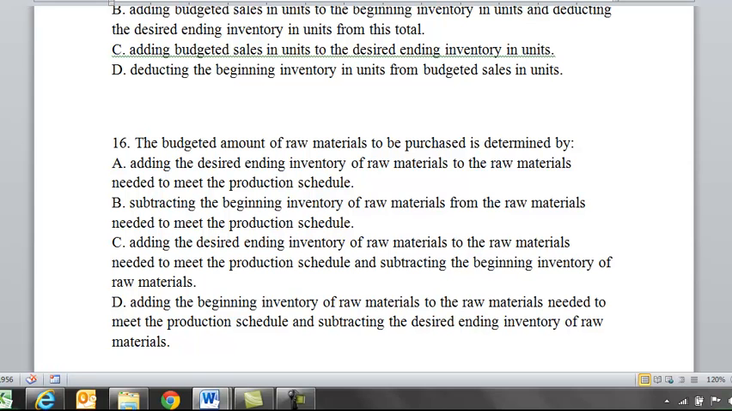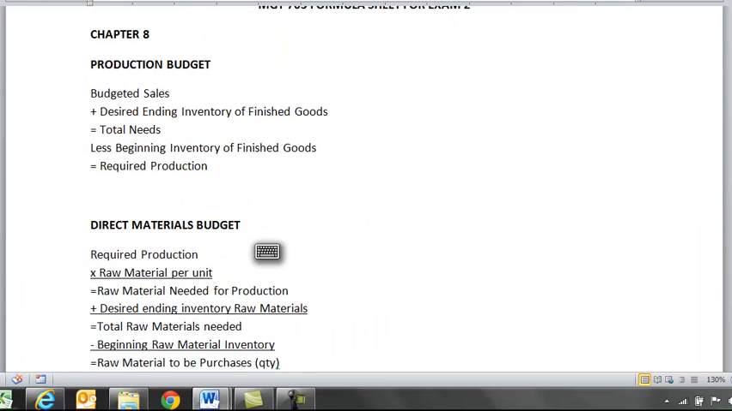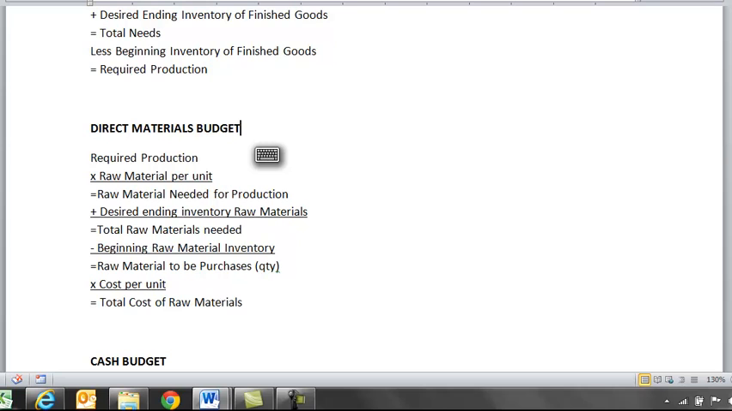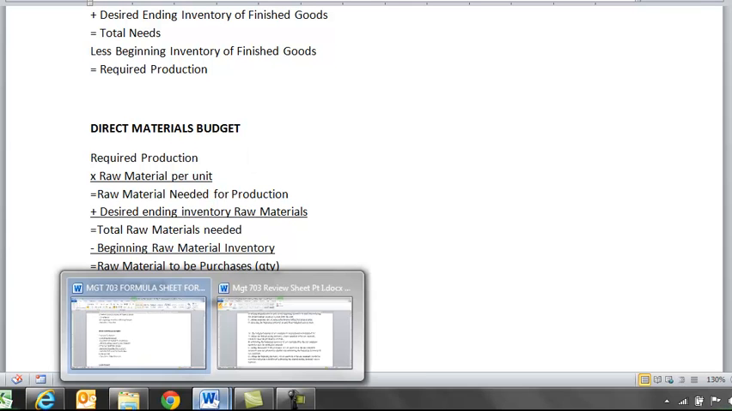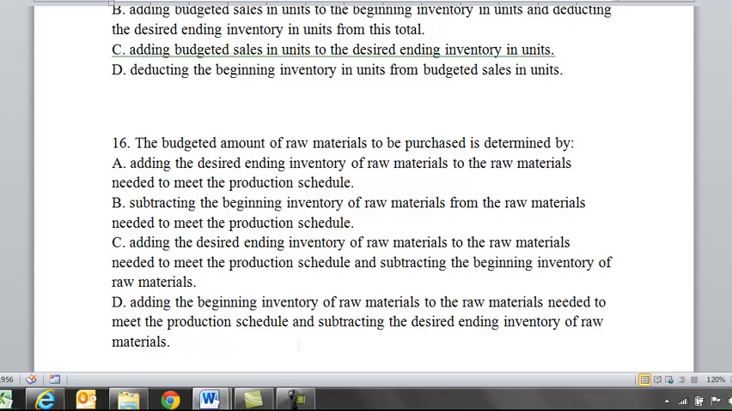16. The budgeted amount of raw materials to be purchased is determined by, again, going right to that formula sheet. You've got direct materials budget on there. It's very similar to the production budget. What are my production needs times my cost per unit? That's my material needed for production. I also want to add desired ending, and I'm going to subtract my beginning. So the one that's going to say that is going to be C. Adding the desired ending inventory of raw materials to the raw materials needed for production and subtracting the beginning.